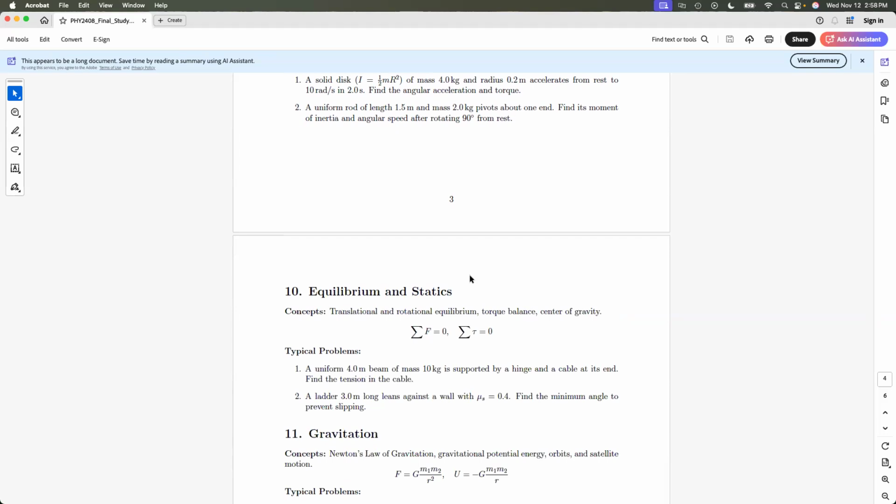And then static equilibrium problems, where we have the sum of forces equals 0 and the sum of the torques equals 0. One of these is going to be on there. Do plenty of those.